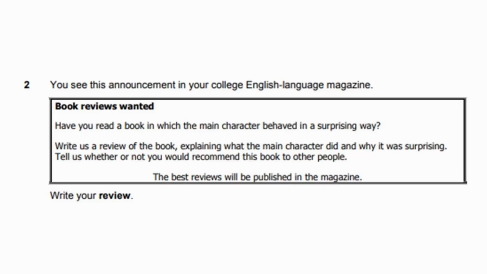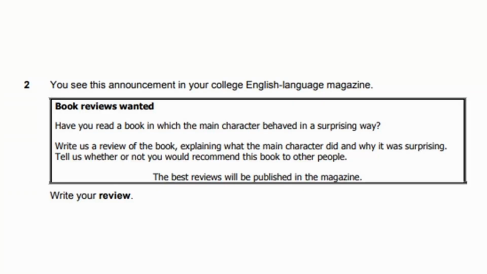Now let's identify the key points. There's the type of product, in this case a book, and then the subset, in this case a book in which the main character behaves in a surprising way. Then there are three things which are dressed up in different ways but are always basically the same. There's describe, there's discuss, and there's recommend. In this example, the describe is explain what the main character did. Discuss is why it was surprising, and the recommend is, well, recommend.